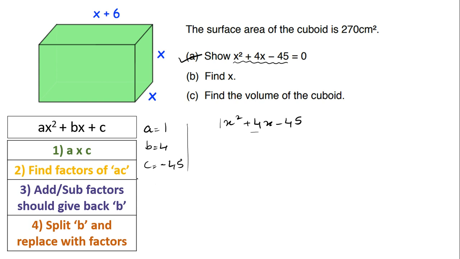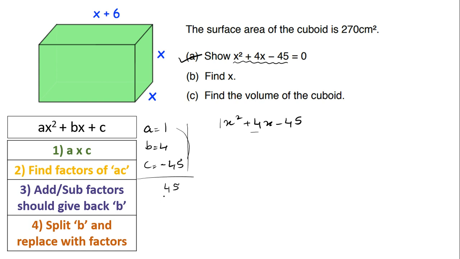Now, what's the next thing? The first step is a times c. A times c means you multiply a with c. A is 1 and 45 is the c, so 45 times 1 is just 45. Once I have my 45, step number 1 is done. Step number 2 is to find the factors of ac, that is, find the factors of 45.